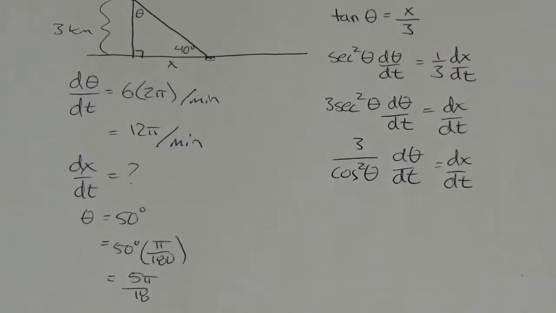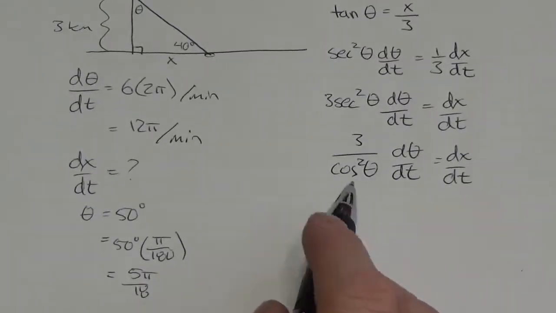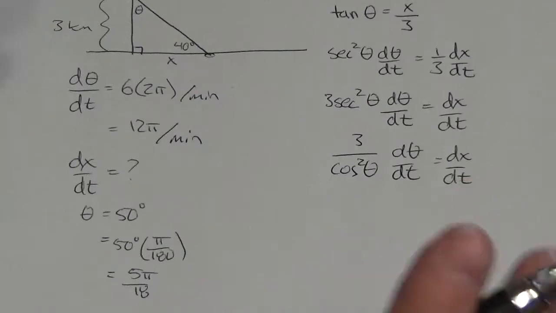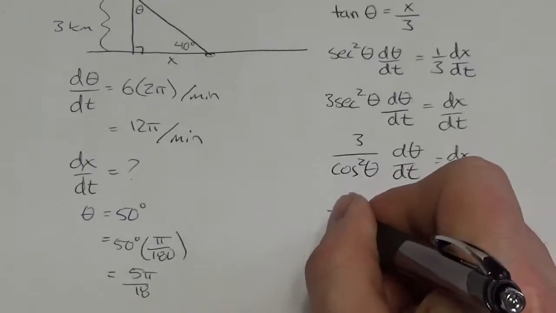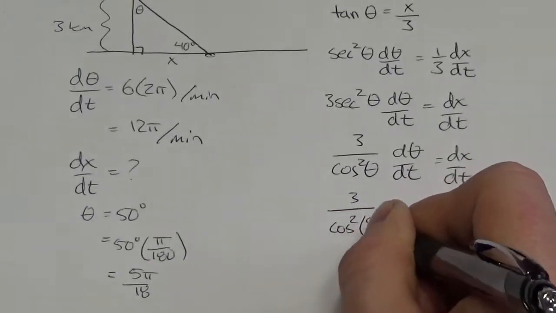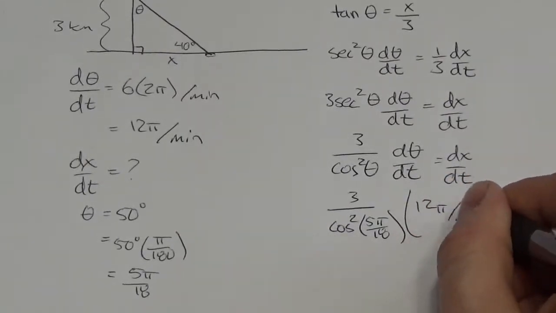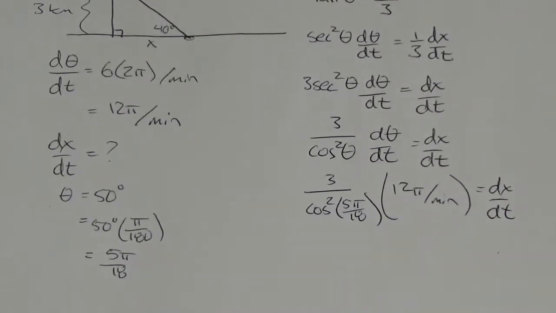Now, in this case, I didn't actually need to put that into radians, because I'm going to use the cosine, and the cosine is going to convert that into the ratio. Whether I'm in degrees or radians, I'm going to get the same ratio for that same angle. But it's a good idea to be in radians when you're doing trigonometry and calculus. It's just always a good idea. So this is going to be 3 over the cosine squared of 5 pi over 18 multiplied by 12 pi per minute. Because remember, radians are a dimensionless measure, so 12 pi per minute here.